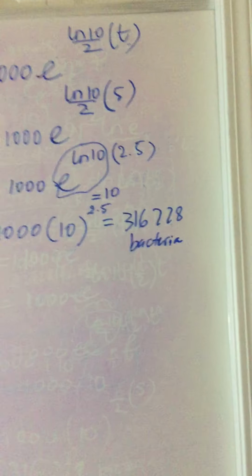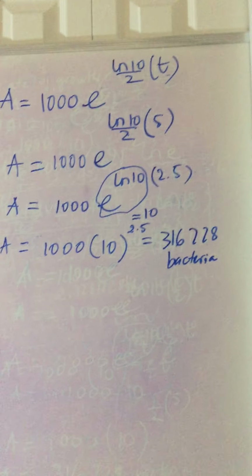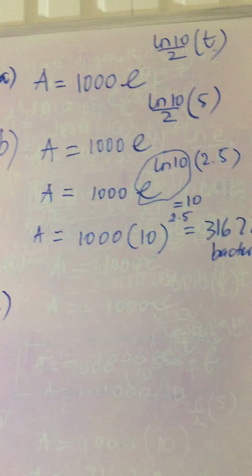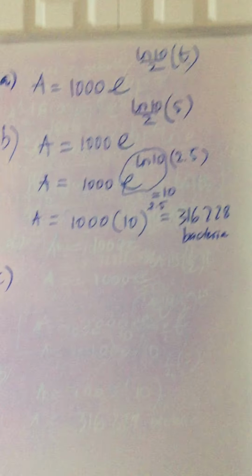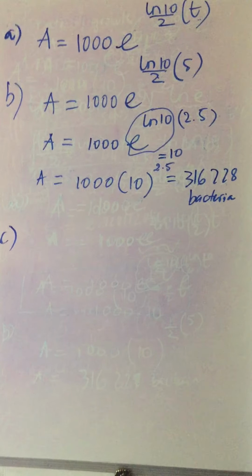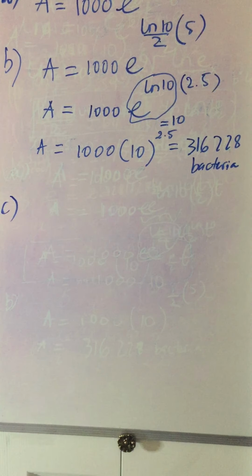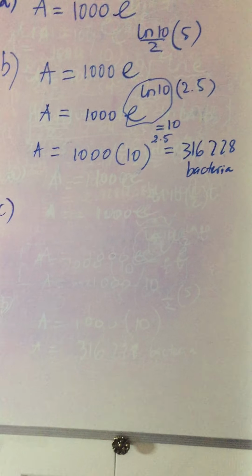Okay, so that's how we answer question B. Now I'm going to answer question C. So how do we find C? Find the rate of growth after 5 hours. Usually when they ask for the rate of growth, it means we have to find the derivative, right? We're going to find the derivative of A, so it becomes A prime or dy over dx, remember?